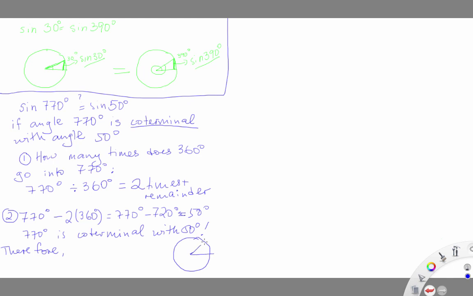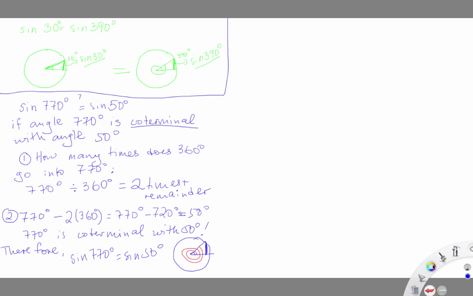This is an angle of 50 degrees over here. And an angle of 770 degrees is going to look like that. 1 time around the circle, 2 times around the circle, that's 720, and another 50 degrees. So 50 degrees is coterminal with 770 degrees. They look the same inside the unit circle. Therefore, their sine function, which is this height over here, is going to be equal. So sine of 770 degrees will be equal to sine of 50 degrees.